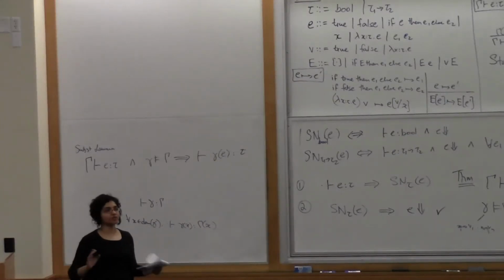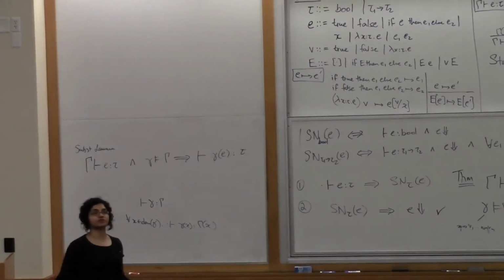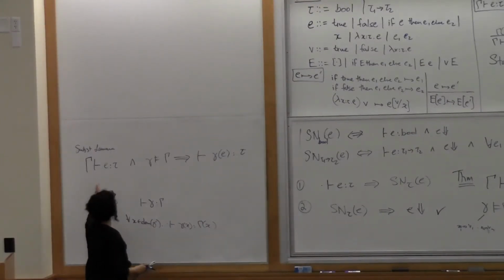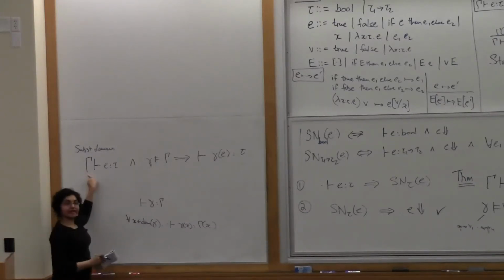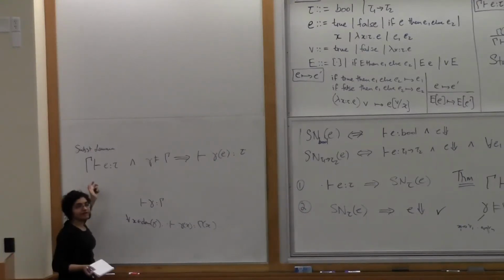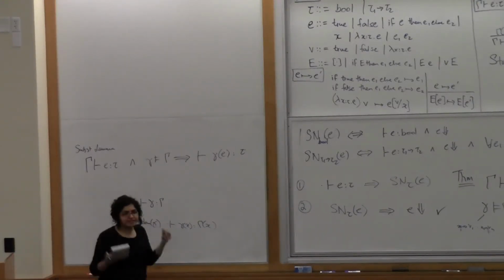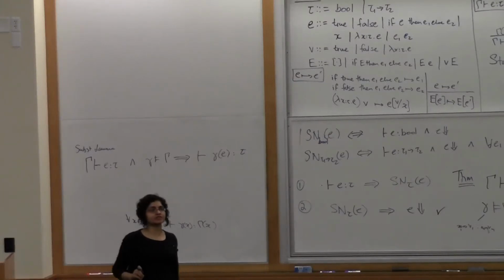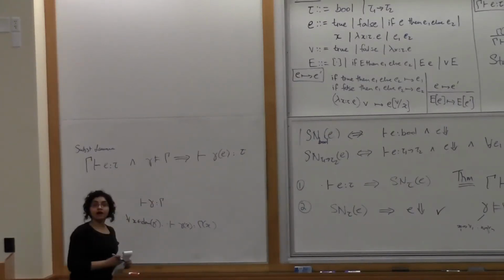This is just a generalization of the standard substitution lemma. We would prove this by induction on the length of big gamma, or on the size of the domain of gamma. And the case where n is 1 is your exact substitution lemma that you would see for the simply typed lambda calculus.